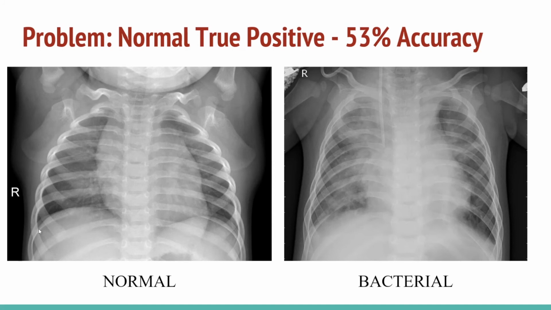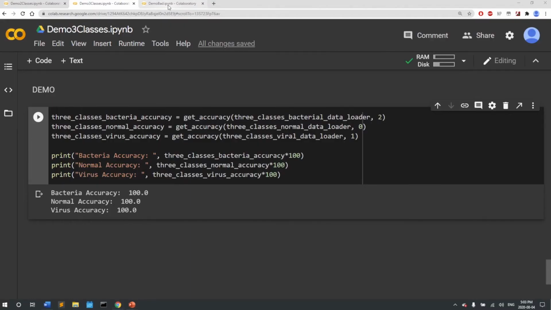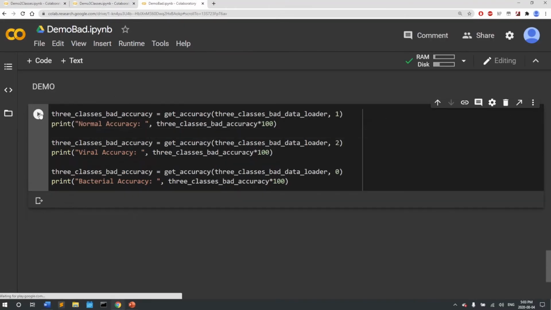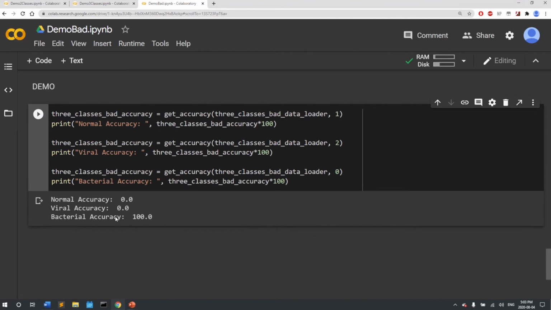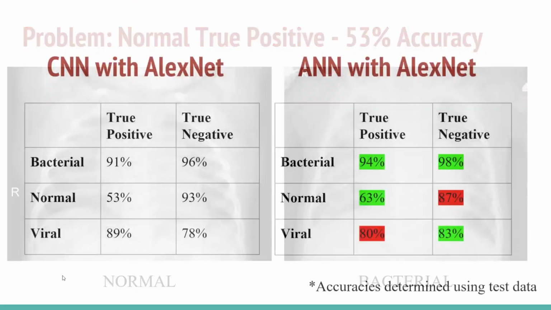And so we went through the bacterial images and compared them with the normal images that weren't classified correctly. To the human eye, they look very similar. Here's a demonstration of our model failing to accurately classify these images. So for the CNN classifier, when we pass our normal image, it actually predicts that it's bacterial, when in fact it was normal, and this occurred many times.